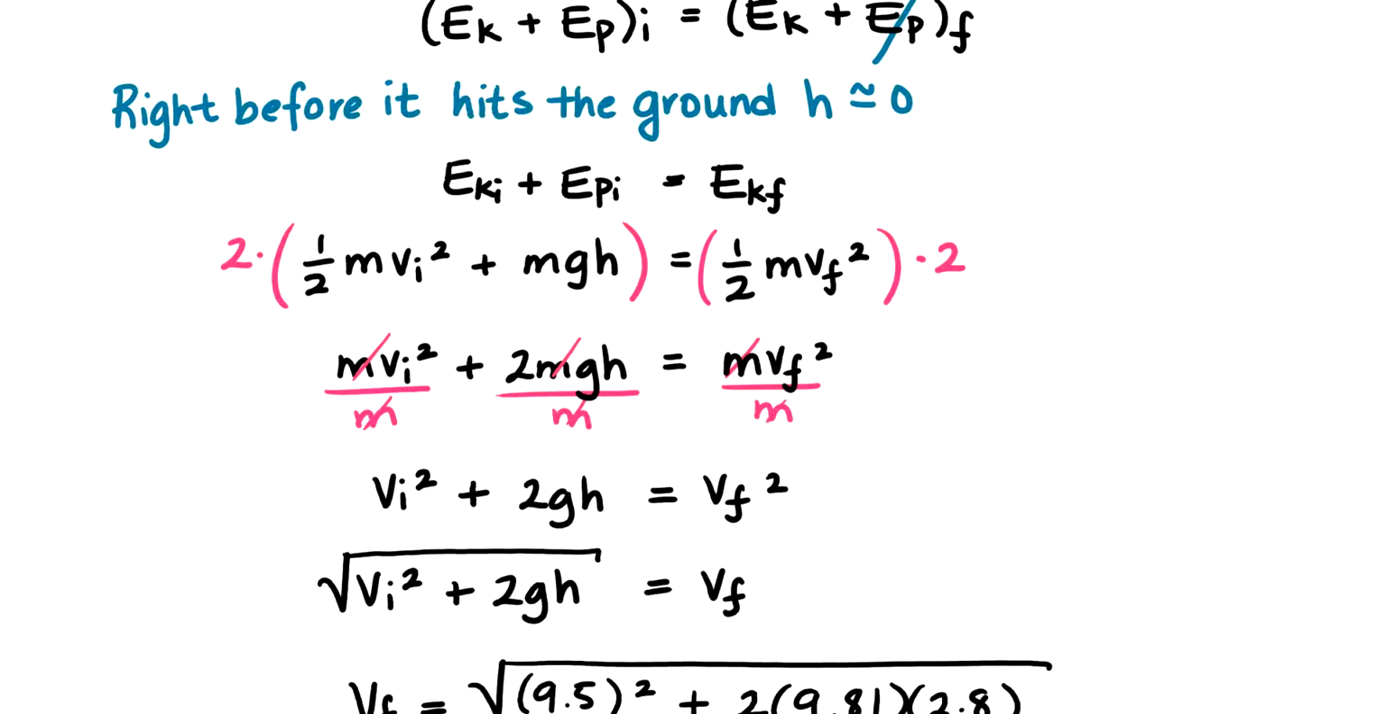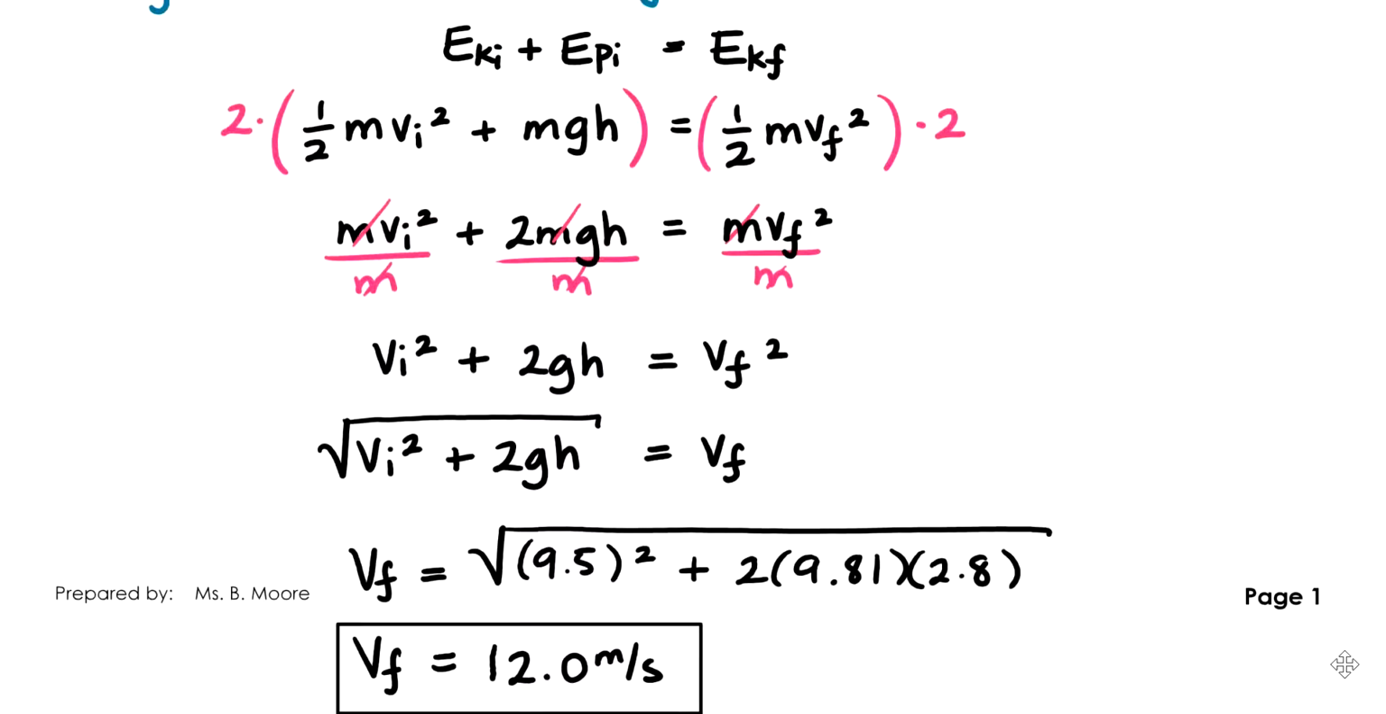We can isolate V final by performing some algebra. We can multiply each side of the equation by 2, we can divide every term by m, we can take the square root of both sides of the equation, and then substitute our values to find that the final speed is 12 meters per second.